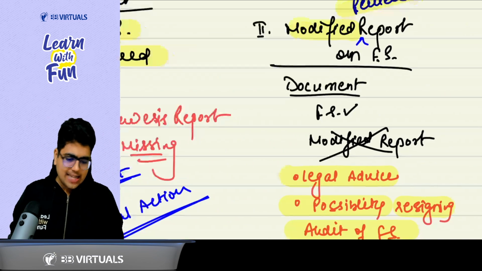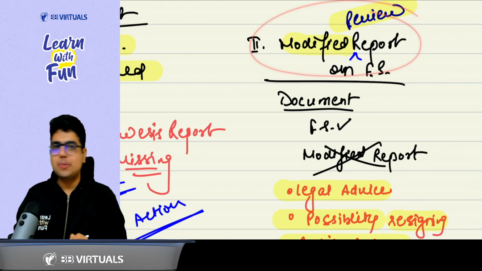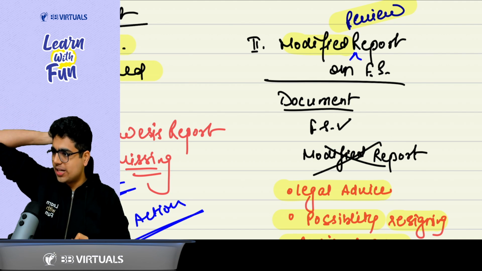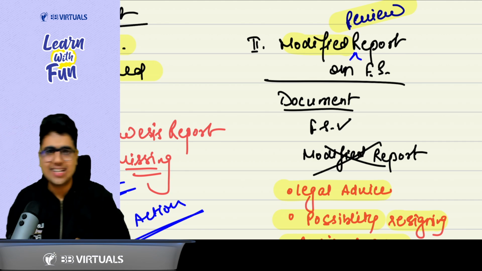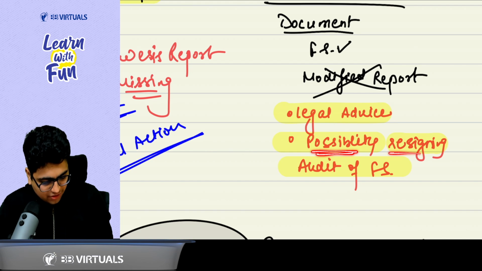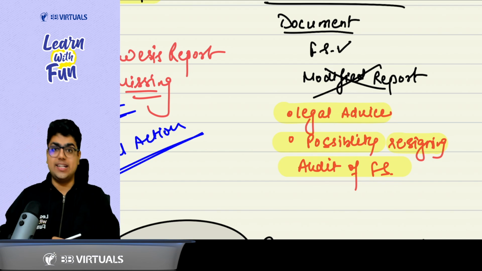Got it, sir? Let's say as a reviewer, you gave a modified review report. Now with the financial information, they are not attaching the modified report. Is it fine? No, sir. Again, take legal action. Plus, consider the possibility of resigning from the audit of financial statement.